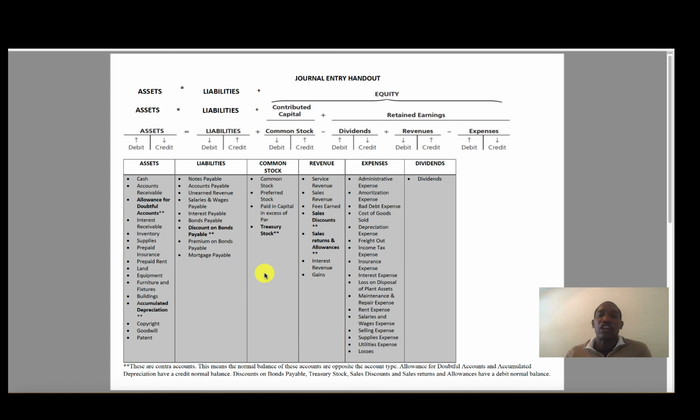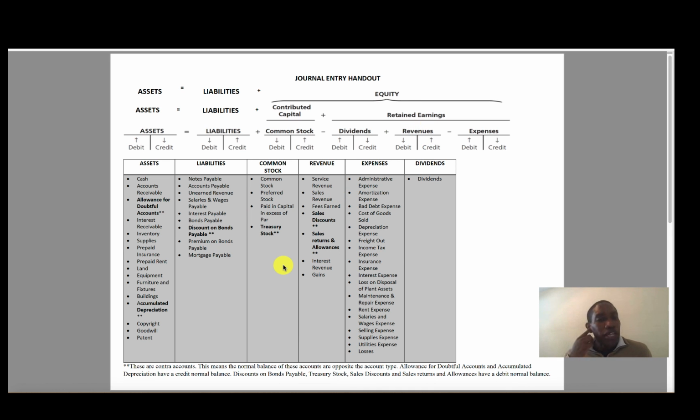Let's look at treasury stock. Treasury stock is increasing. So treasury stock is a contra account. So treasury stock belongs to common stock. If it was a regular common stock account, we would credit it. But because it's a contra account, what would we do? You would debit it. Okay, sales discounts are decreasing. So let's go to revenues. If anything is decreasing in revenues, we would debit it. But since sales discounts is a contra account, how do we decrease it? We do the opposite of the debit, which is a credit.